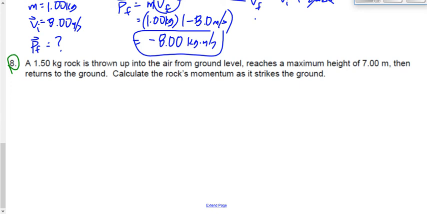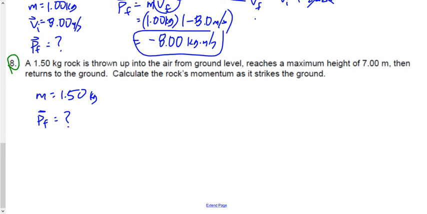Anything red pen here? No, I don't think so. Maybe "returns to the ground," maybe again, depending upon what you think you'll make a mistake on. Let's write down some givens here. 1.5 kilograms is our mass. We don't know what VI is. We want to find PF.